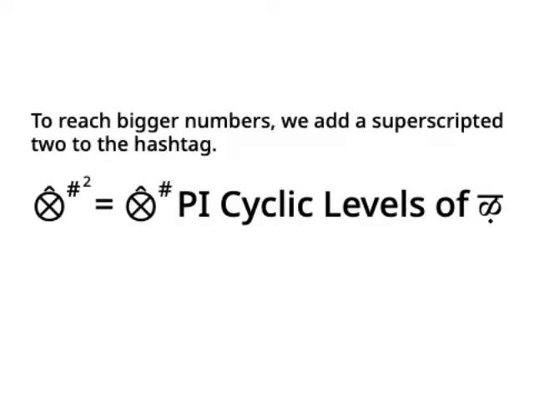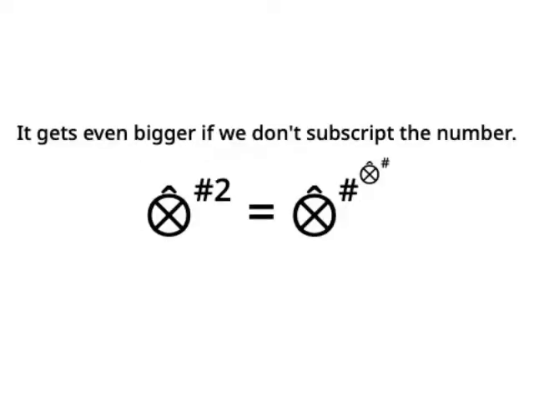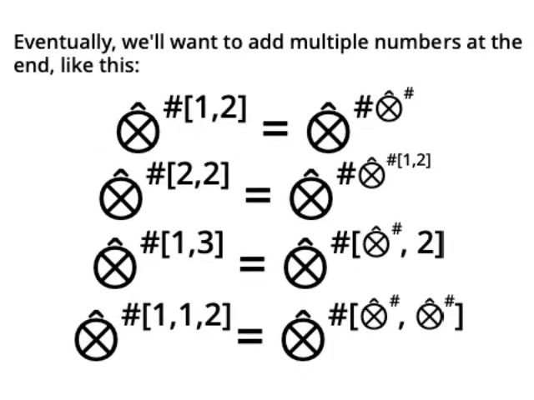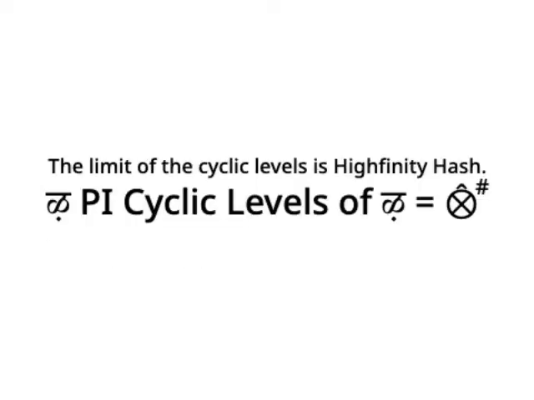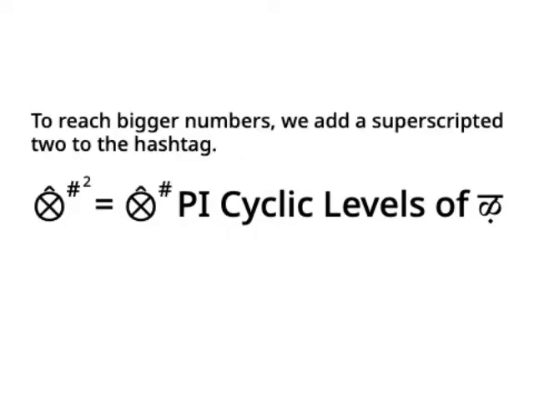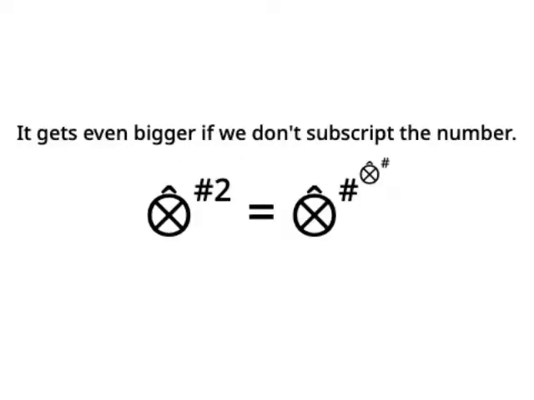To reach bigger numbers, we add a superscripted 2 to the hashtag. It gets even bigger if we don't subscript the number. Eventually, we'll want to add multiple numbers at the end, like this. The limit of the dimensional hashes is highfinity hyperhash. Now, we can nest more hashes into the brackets. And then we can add more brackets. We can use this shorthand to make the numbers cleaner.